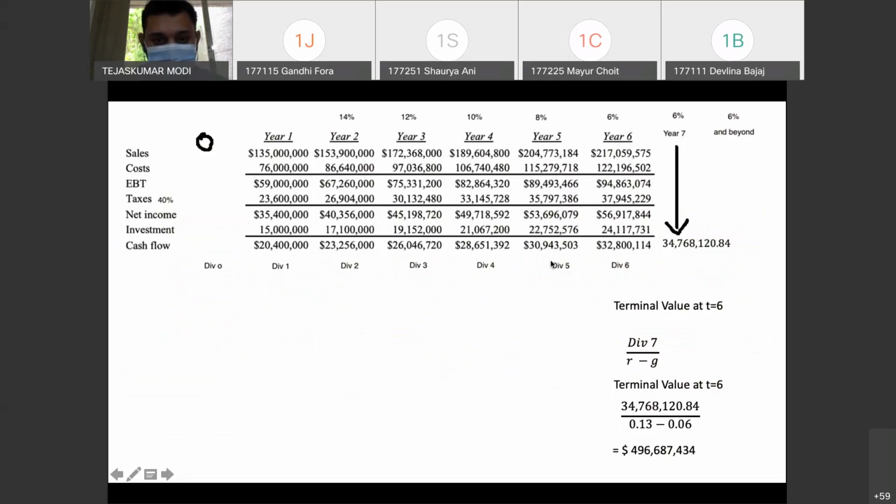So can I say that there are two stages to calculate this. The value of the firm today is the present value of all these cash flows, that is 1 to 6, and also the present value of the terminal value at time 6. So what I would do is that, yes, please ask me.